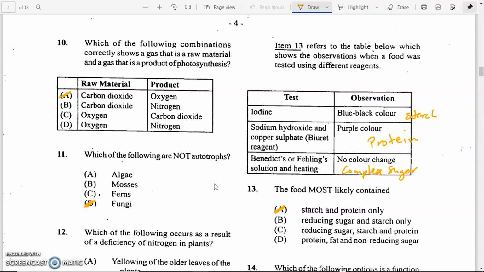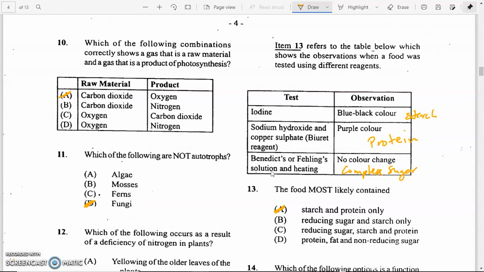Okay, once you use sodium hydroxide and copper sulfate, the biuret reagent, and you get a purple or a mauve or lilac color, that is indicative of the presence of the peptide bond, which is a bond that connects the amino acids of a protein molecule. Then it also says here that the Benedict's or the Fehling's solution was heated with the sample. And that test is done for the presence of reducing sugars.